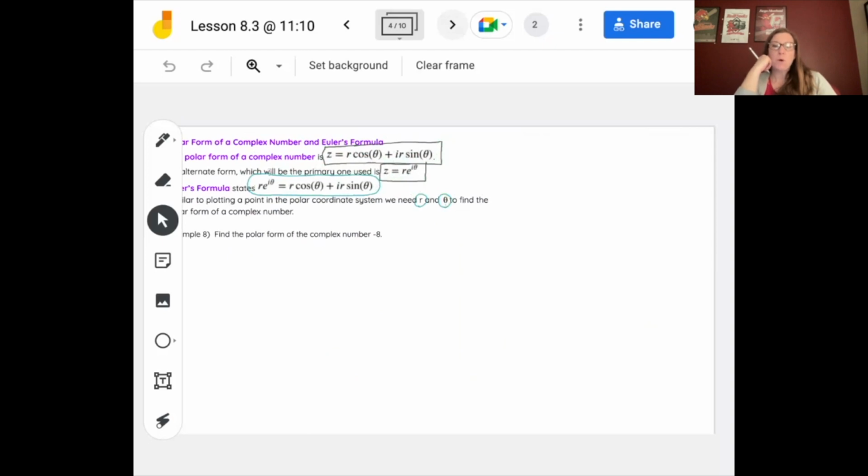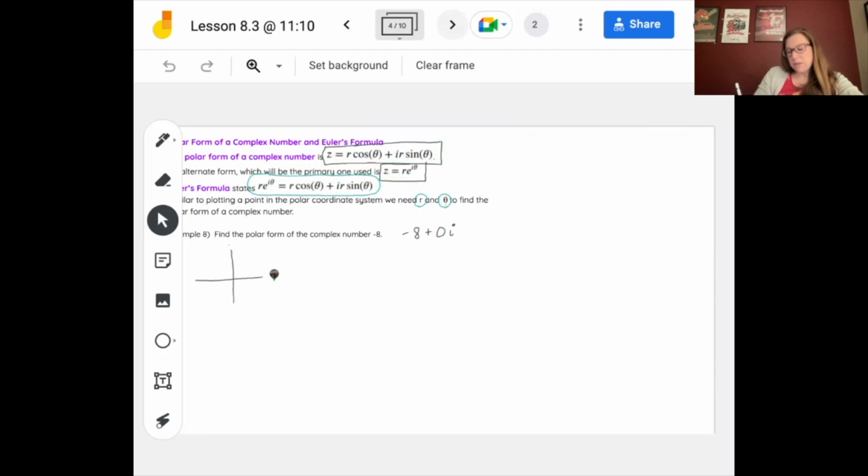Find the polar form of the complex number -8. Well, I don't have an imaginary number here. I just have the number -8. So really, I have -8 plus 0i, if you need to have that portion there.